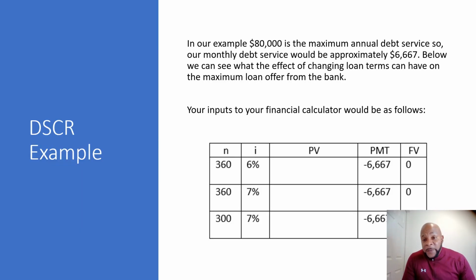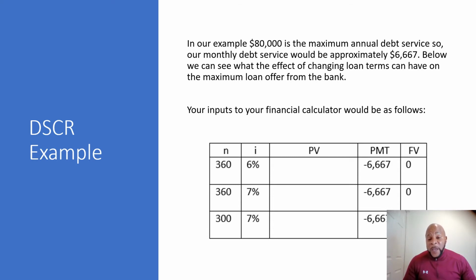In our example, $80,000 is the maximum annual debt service. So a monthly debt service would be approximately $6,667. Dividing that 80,000 by 12 months would give you that number. Below, we can see what the effect of changing loan terms can have on the maximum loan offer from the bank. Your inputs to your financial calculator would be as follows.